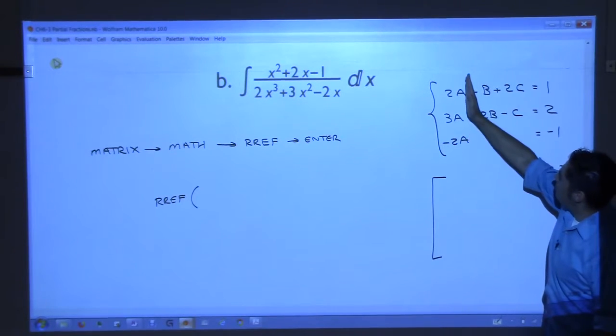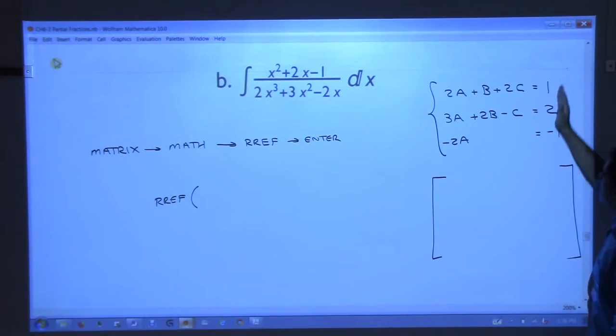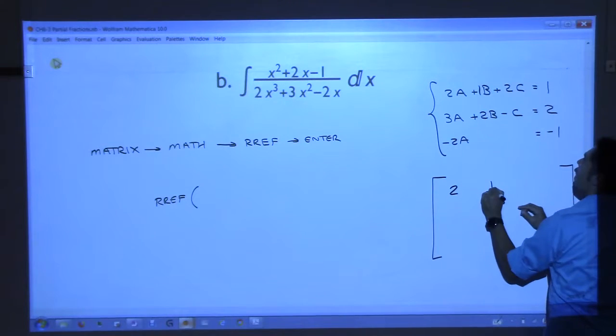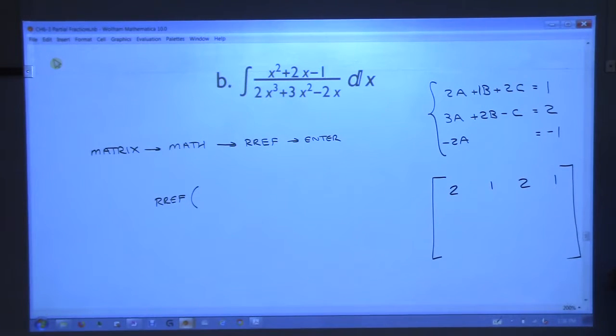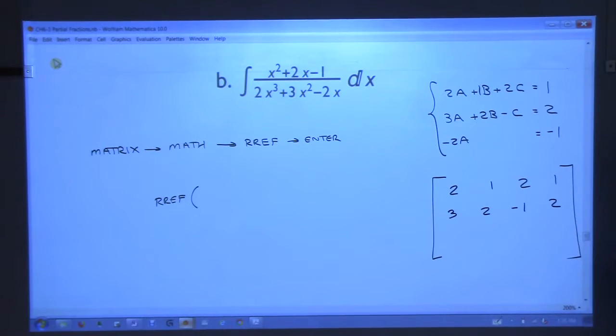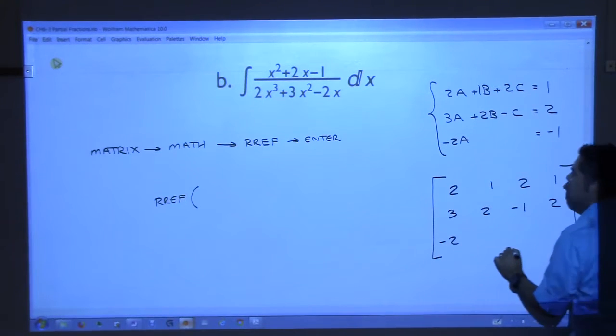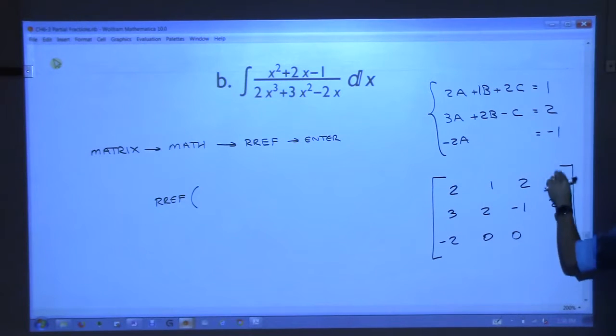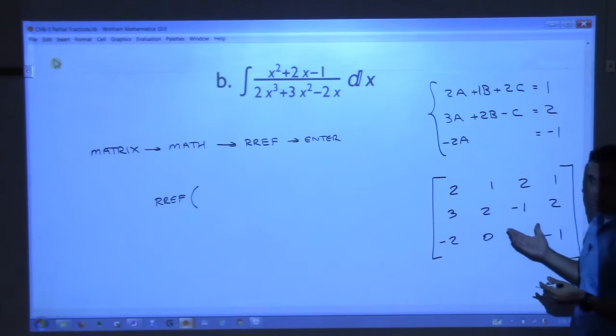We need to make sure that we've got the A's lined up, the B's lined up, the C's lined up, and then the numbers on the other side. And we're just going to put these things in order. So I have the numbers 2, 1, 2, 1 across the top. Then the next one is 3, 2, negative 1, 2. And then the next one is negative 2, 0, 0, because there's no B term, there's no C term. And the last one is negative 1. So this is what we call an augmented matrix, all right?